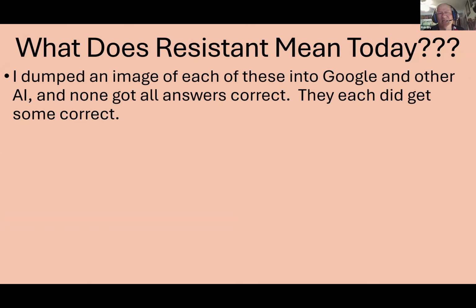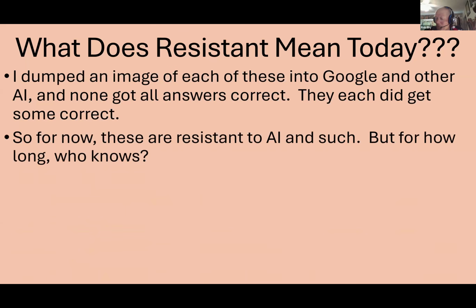So I tested these, and this was true within the last month. I dumped an image of each of these into Google and other AI. And as it said, none of them got all of it correct, but they each got some, where that some varies depending on the particular question and the particular AI. So for the moment, these are resistant. How much longer? Who knows? That's a whole other discussion with data centers and AI and funding and whatever.